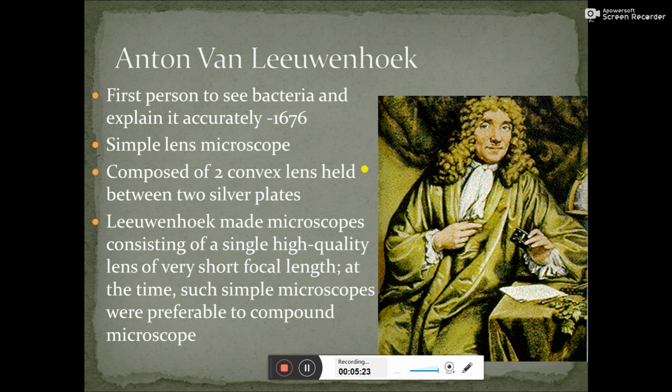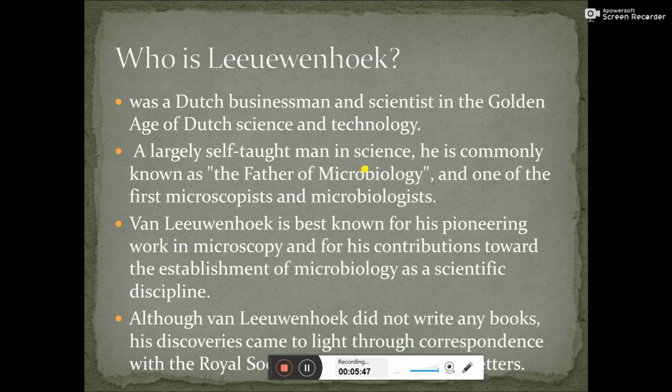Leeuwenhoek's microscope consisted of a single high quality lens of very short focal length. At the time, such simple microscopes were preferable to the compound microscope because the chance of chromatic aberration or distortion of the images was found to be less in Leeuwenhoek's microscopes. But who was he?